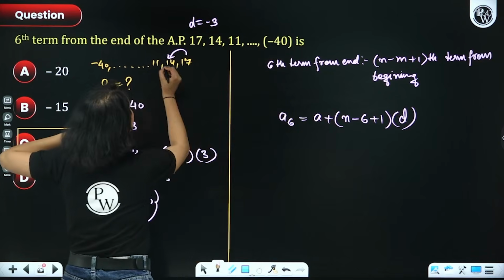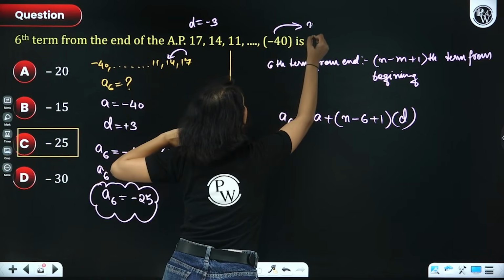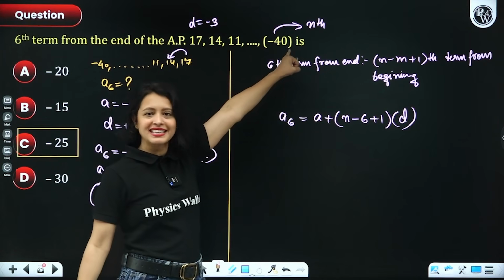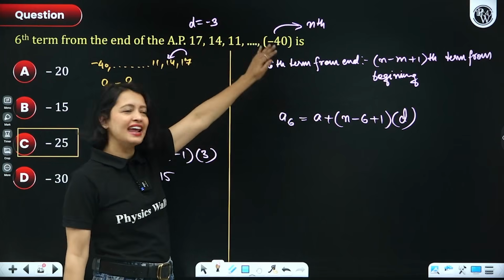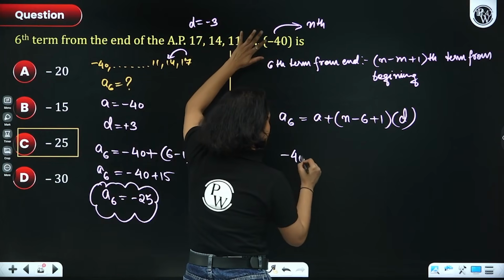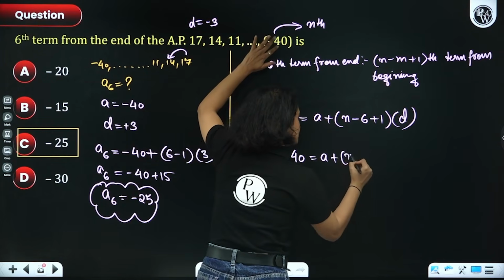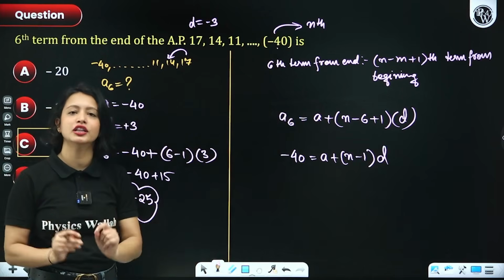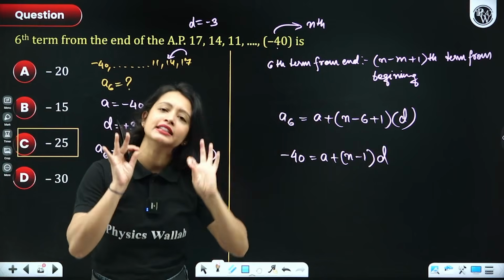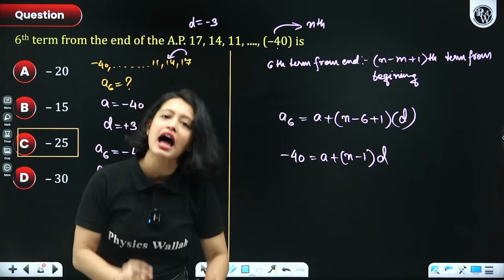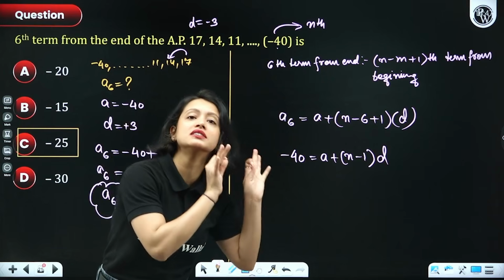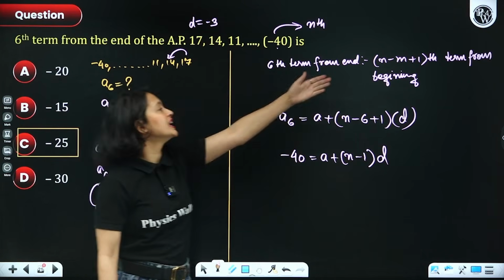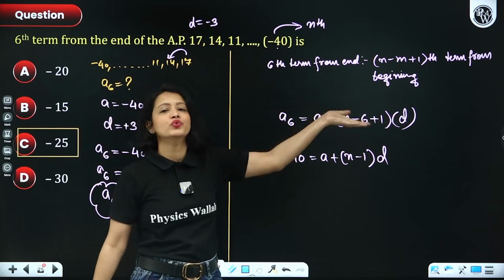How will you figure out n? To figure out n, all you need to do is figure out the position of this term. The position of this term is n. So all you need to do is see where negative 40 lies. Remember, if you ever have to find the total terms in an AP, you need to figure out the position of the last term. Okay? So first you will figure out n. After figuring out n, you will put it here and then you will do the question.